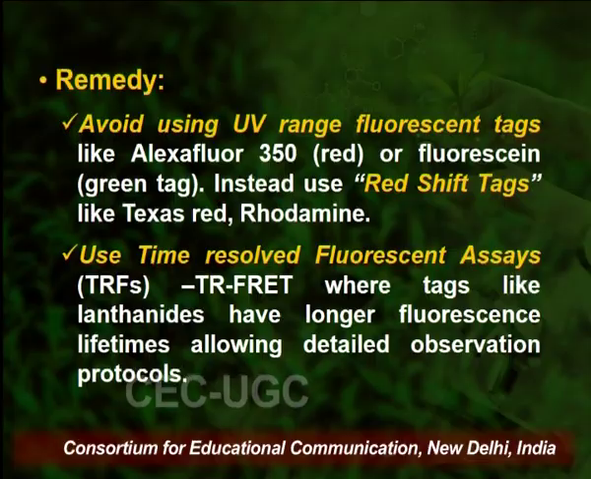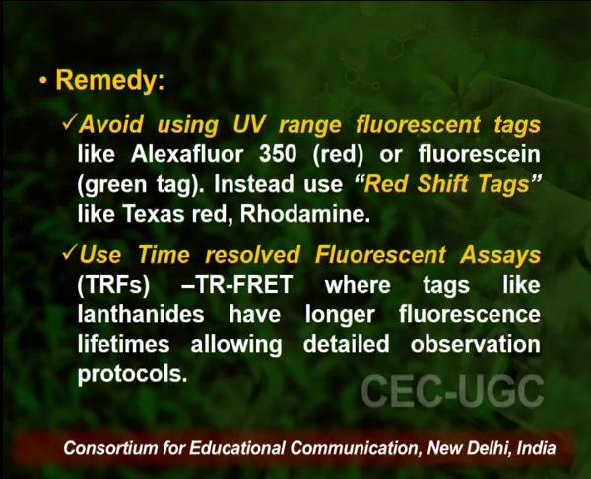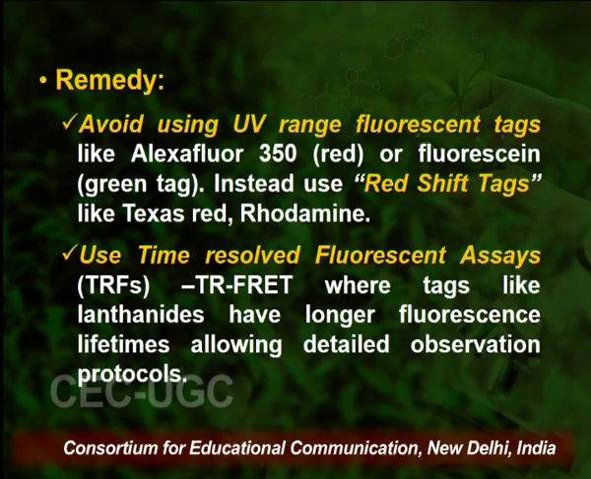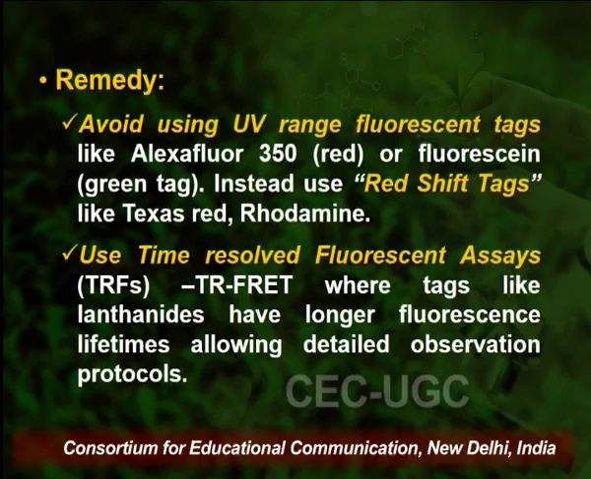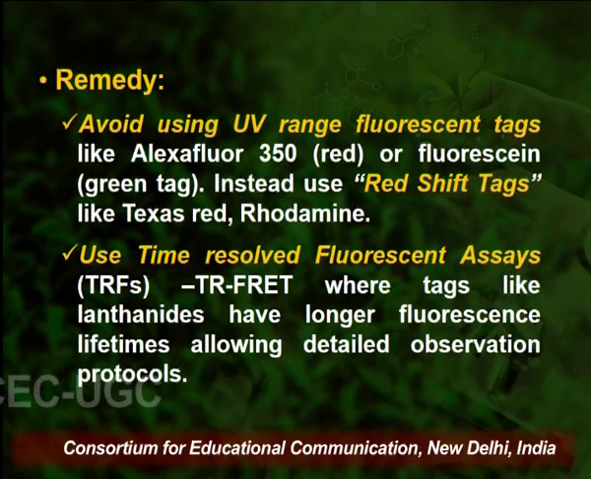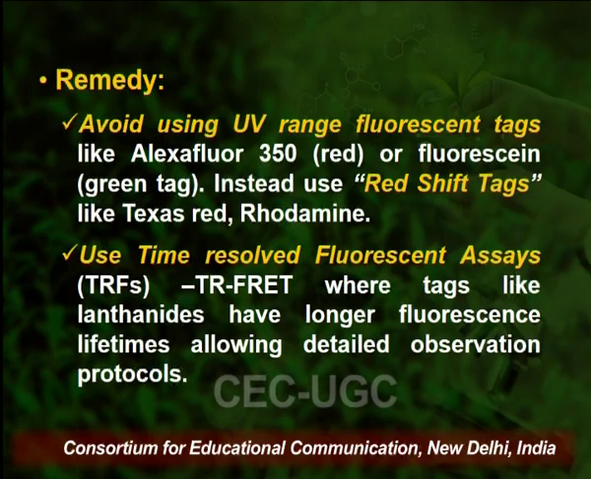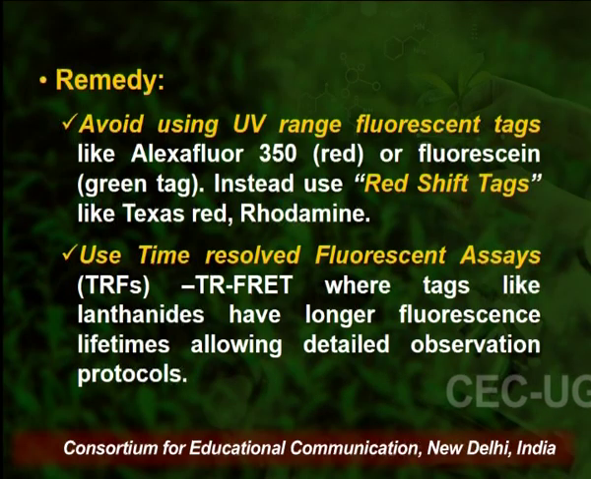Or we can avoid using UV range fluorescence tags, because we found that Alexa Fluor 350, red or fluorescent green tag dyes are largely used in fluorescence assays, and they exhibit fluorescence in the UV range. So, what we can do is shift these tags to red shift tags, which are compounds that exhibit fluorescence in the long UV range. So, if your natural compound exhibits fluorescence in the UV range, then it will not interfere with the fluorescence that is emitted by the fluorescent tag on the protein. So, such kind of interference can be overcome by using red shift tags.